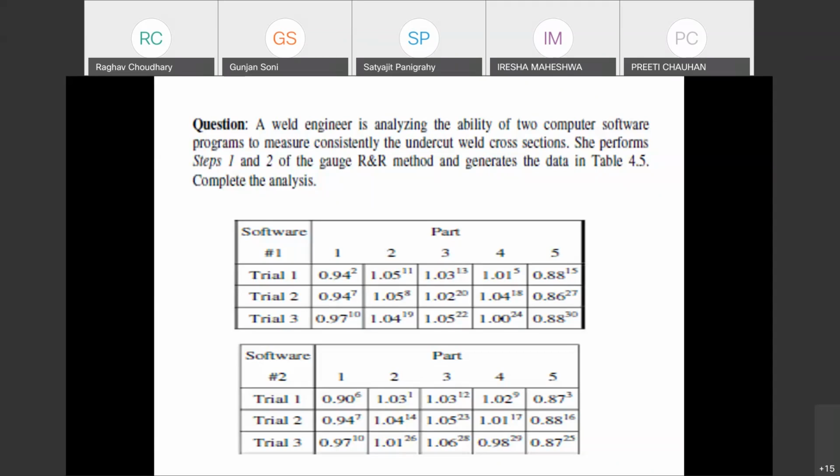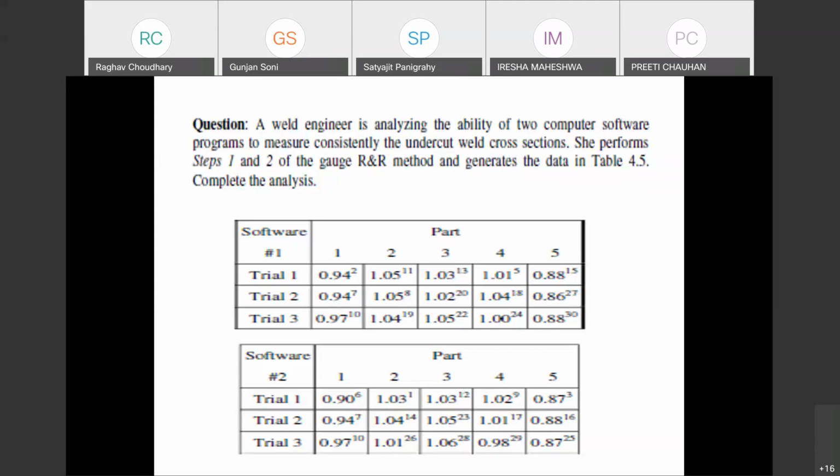It is also very necessary that I take not only one part reading, I take readings from different parts, like different locations. So a weld engineer is analyzing the ability of two computer software programs to measure consistently the undercut weld cross sections. So these two softwares are analyzing them, and the values of the undercut weld cross sections are given over here.